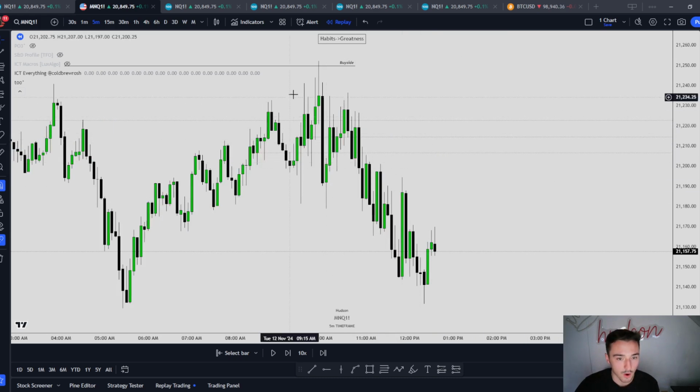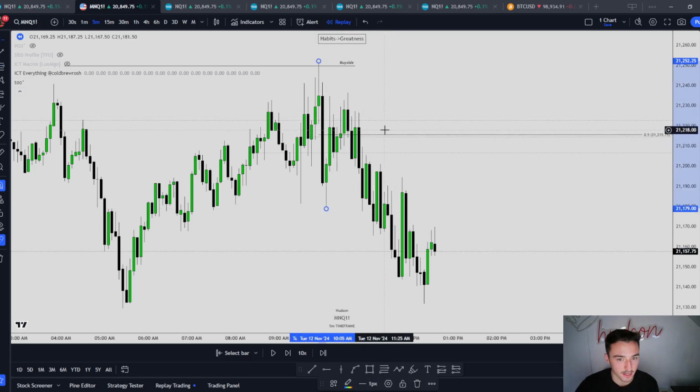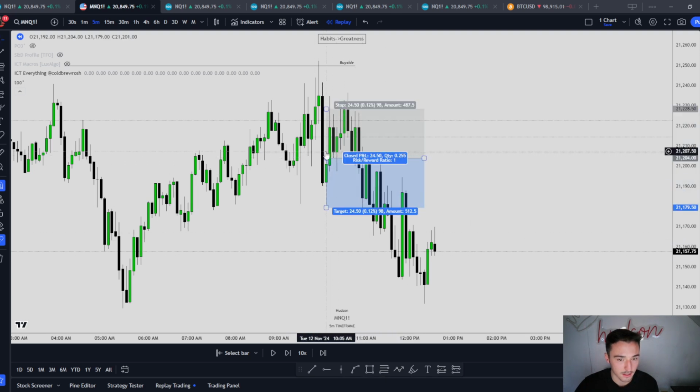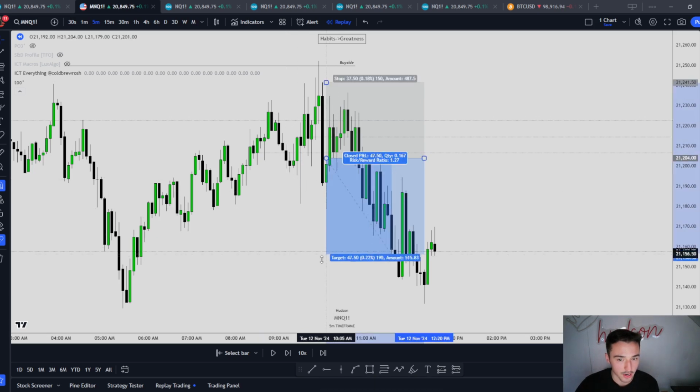Right here. What happens at 10 a.m.? Straight displacement lower. Where's your entry? Fair value gap. Or if you want, you can measure out that premium and discount, and take your entry in a premium. But we're just going to be entering off the very top of the fair value gap. Stop loss goes above this high. Where do you target? A 2R.